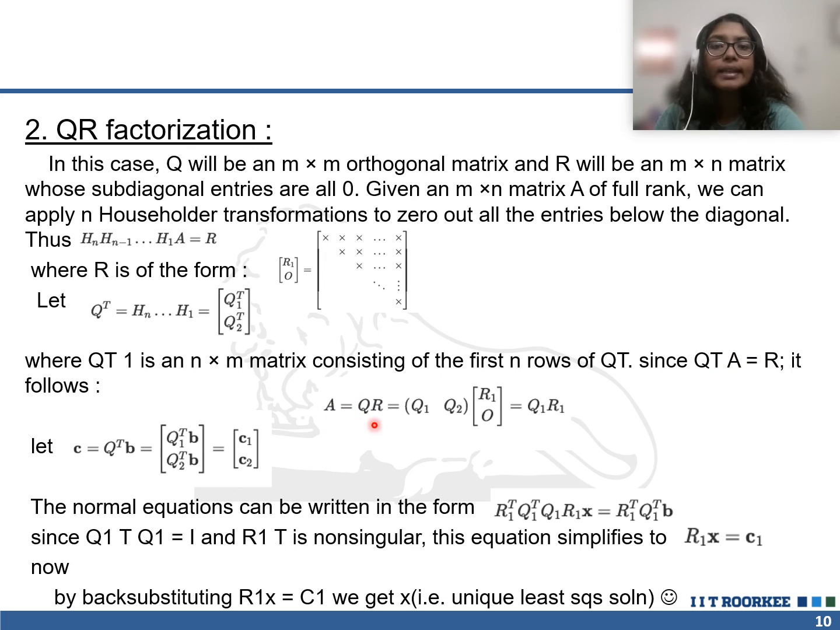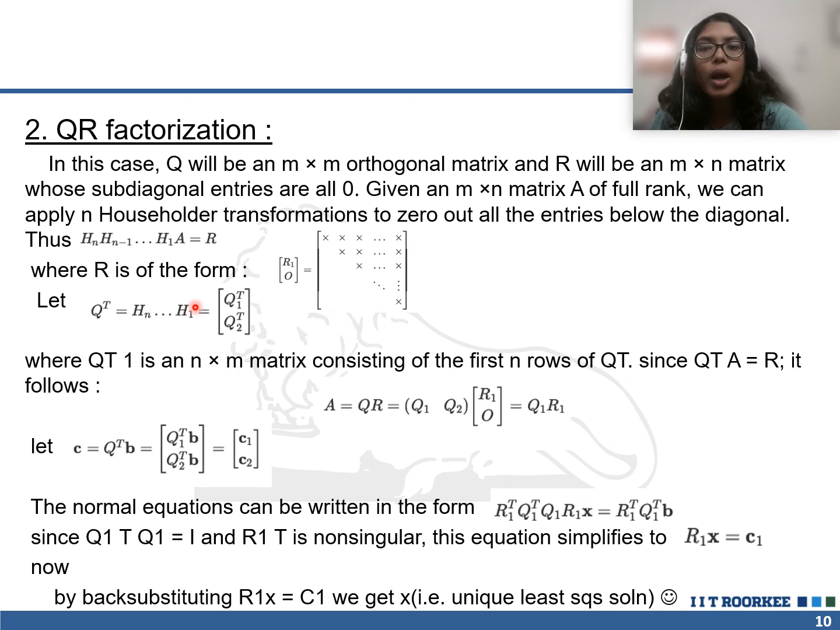This is the main objective behind this. A equal to QR equal to Q1, Q2, R1, 0. Since Q equal to Q1, Q2, and R is of the form R1, 0, you get it like Q1, R1. Now let C equal to Q transpose B. You got this Q transpose, right? Q transpose into B. Here B is nothing but, we are not solving for y equal to x. We are solving for x equal to b. Let's assume y equal to b. Then let C equal to Q transpose B. That is Q1 transpose B, Q2 transpose B. Let Q1 transpose B be C1, Q2 transpose B be C2.